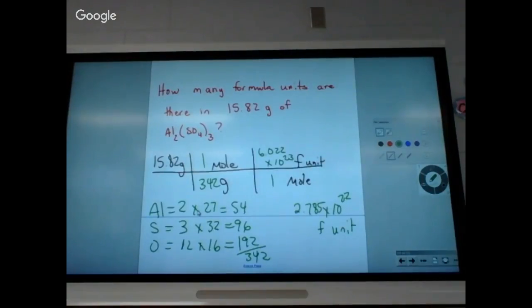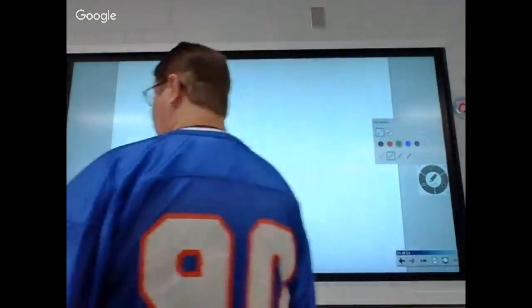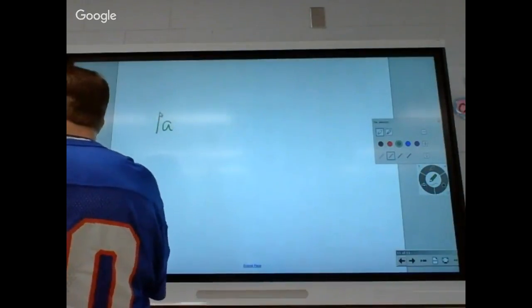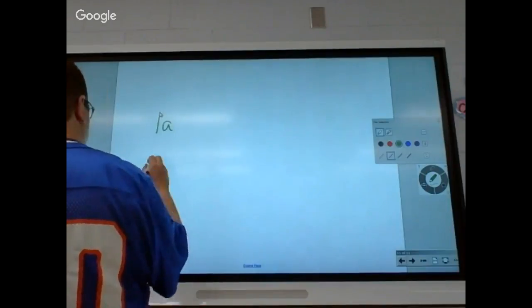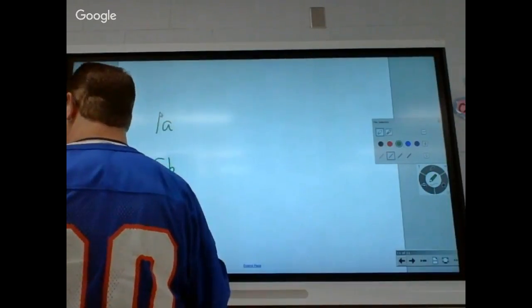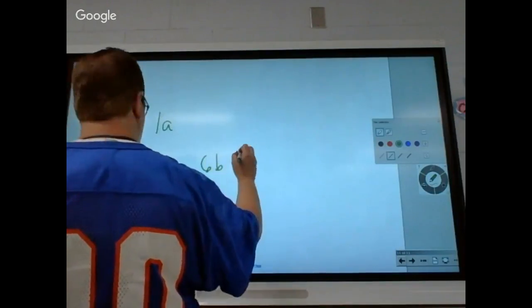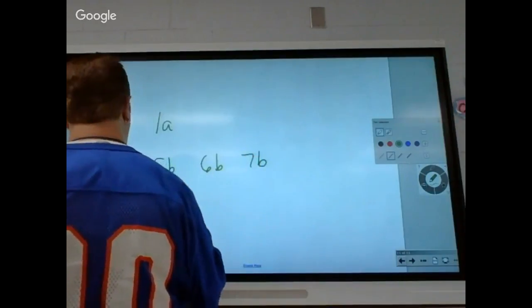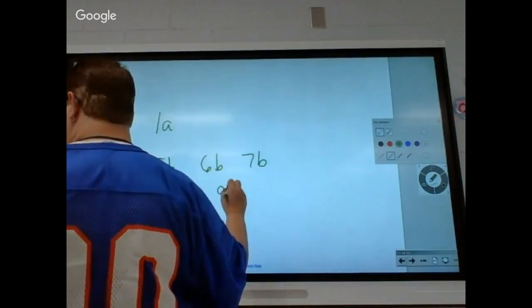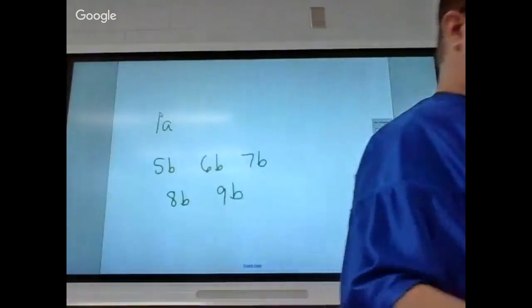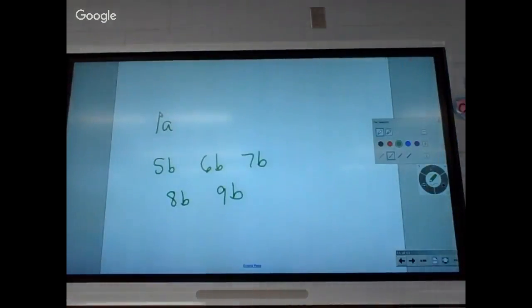All right, everybody got a paper? All right, we're going to do question numbers, let's say 1A. Let's do 5B. Let's do 6B. Let's do 7B. 8B, and 9B. That's only 6 questions for homework. That's not bad. 3-day weekend and only 6 questions.